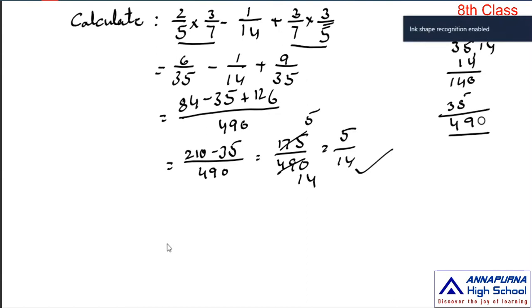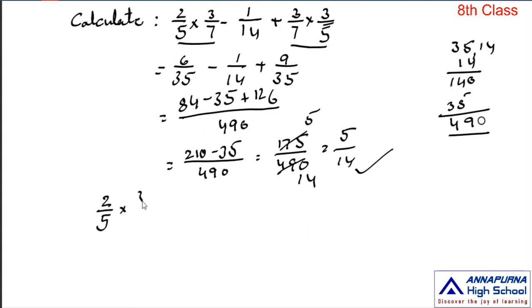But this process is very difficult. Why? We complete the multiplication, find the LCM and complete the simplification. But when you apply the properties for doing this calculation, it becomes very easy. So let us do that. Let us take the same numerical expression, 2 by 5 into 3 by 7 minus 1 by 14 plus 3 by 7 into 3 by 5.